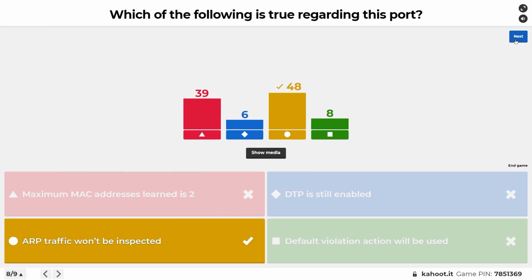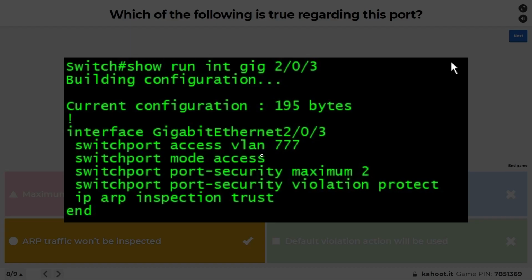Okay, well, we got 48 on the right answer. Let's talk about why the other ones weren't true. We got quite a bit with red. Maximum number of MAC addresses learned is 2. And why isn't that true? Let's take a peek. I think the reason that's not true is because of the number 1 failure in configuring port security. It's not enabled. So if it's not enabled, none of those maximums or violation actions matter because they're not in use on that port.